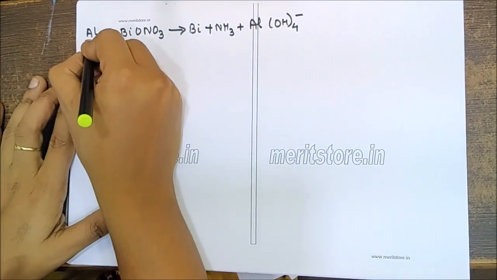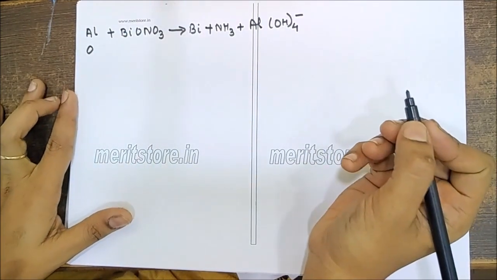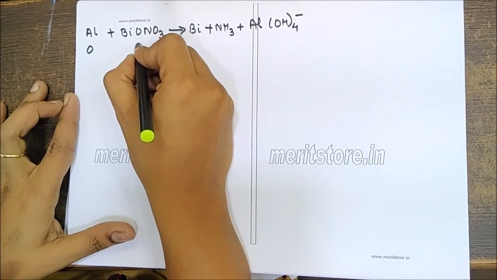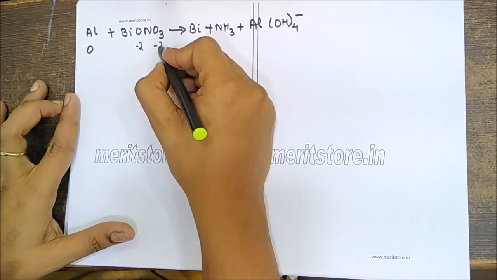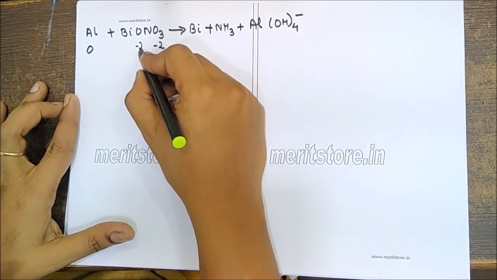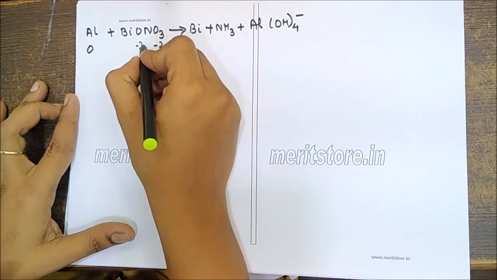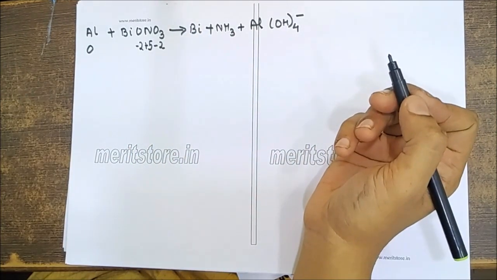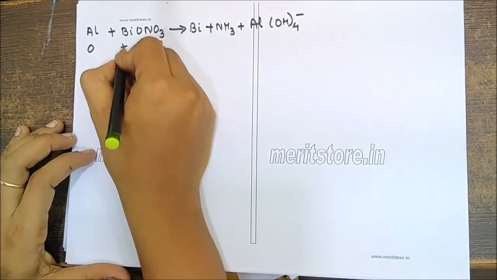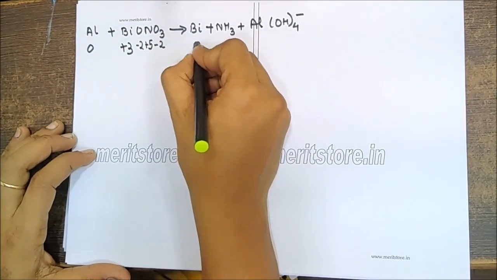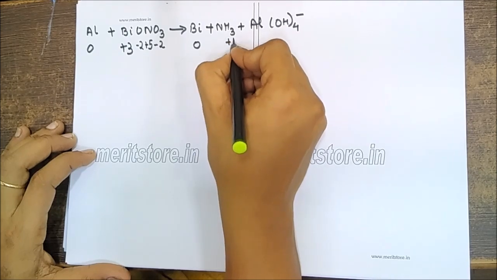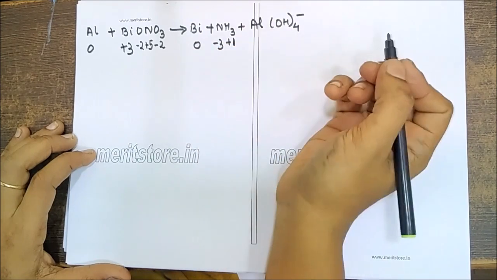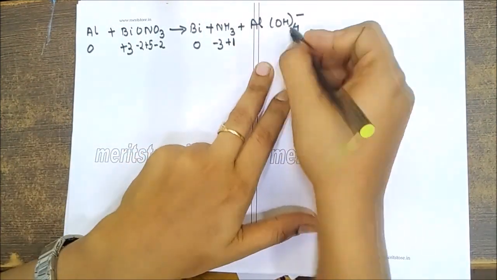Now, in free or uncombined state, the oxidation number is always 0. Alright. Now, here, oxygen is having minus 2. Here also minus 2. So, minus 2 into 3 is minus 6. Minus 6 and minus 2 is minus 8. And nitrogen here would be having plus 5. So, minus 8 and plus 5 is how much? Minus 3. So, Bi becomes plus 3. Here it is 0. Hydrogen here is plus 1. So, plus 1 into 3 is plus 3. So, nitrogen here would be having minus 3 since it's a neutral molecule.